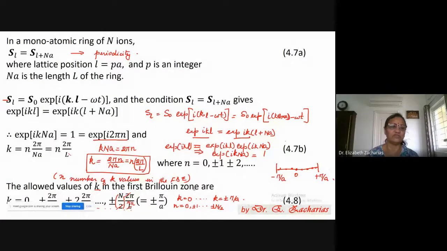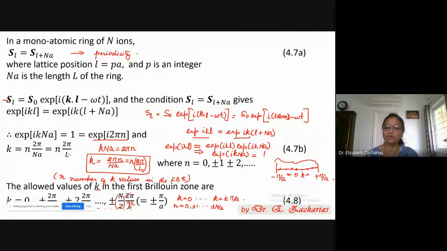So using this periodicity, you also write the equation for the displacement: s_l is equal to s_(l+N). And ultimately, we have shown the condition for the different values of k that are possible. We found that k can take values n into 2 pi by L, where small n equals 0, plus minus 1, plus minus 2, etc. In other words, k can be positive, k can be negative. And further, we want to confine ourselves to the first Brillouin zone extending from minus pi by a to plus pi by a, and we try to see how many k values are possible.